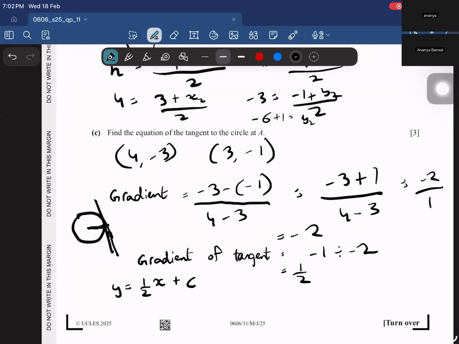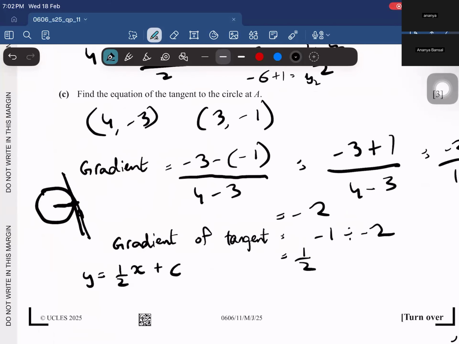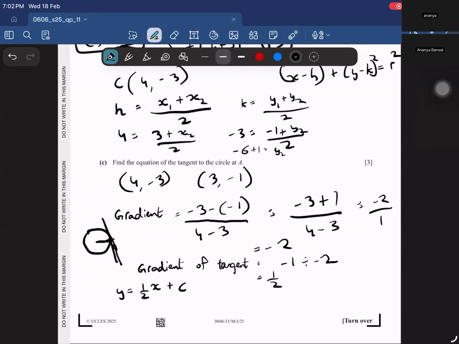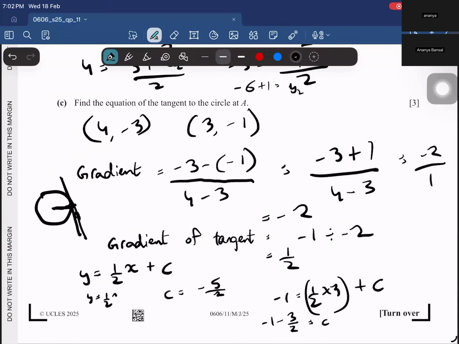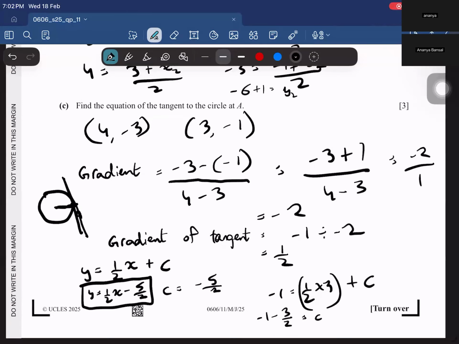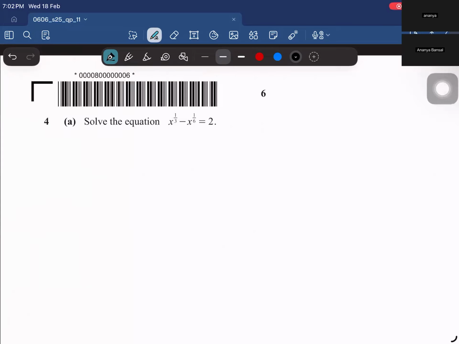To find c, you substitute in the coordinates of A, which I'm going to continue over here. Sorry if it's so messy. Our coordinates give negative 1 equals half times 3 plus c, which means negative 1 minus 3 over 2 equals c. c equals negative 5 over 2. So y equals half x minus 5 over 2, and that is the equation of the tangent to the circle at point A.